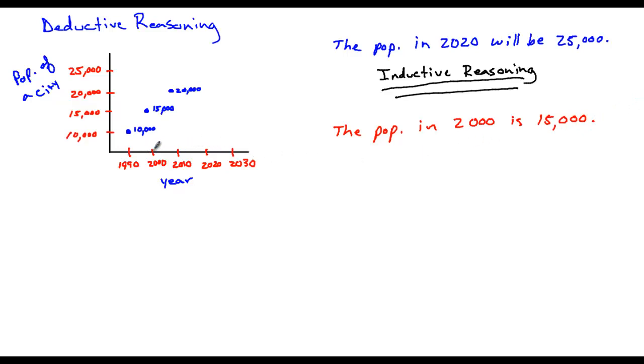Now, do I need to observe a pattern to determine that? Or do I need to complete a sequence to figure out what it's going to be? Or do I need to look at the year 2000, go straight up, and see exactly what the population was? Hopefully, you agree that I didn't have to use a pattern to do this. This is deductive reasoning. Now, this is not the most amazing example that you're ever going to see of explaining inductive and deductive. I just want you to have a visual and a way for you to think about it.